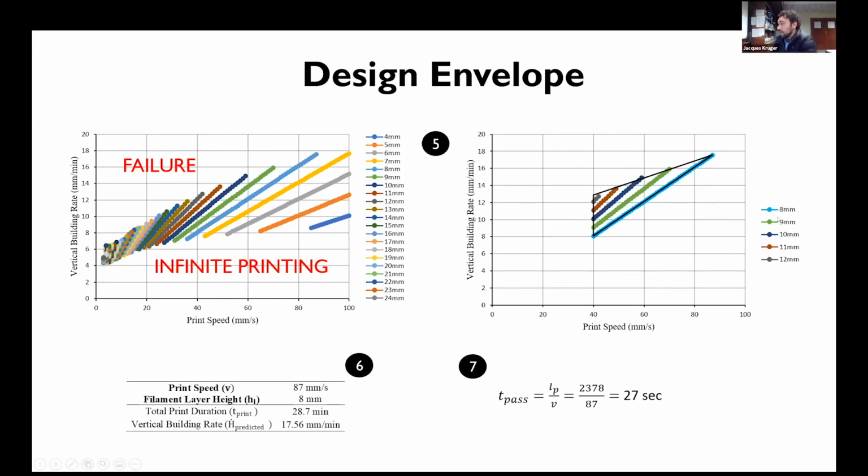So if you look on the right-hand side, we now apply our constraints. We have the 40 mil printing speed and the 100, and then the 8 to about 12 filament layer height. And then you get this triangle. We want the top-most point, which will be that blue one over there, which essentially gives you a print speed of 87 millimeters per second and a filament layer height of 8 mils. Now you can check your pass time. You take your path length divided by your speed, which is 27 seconds, and essentially that is 0. It's so small, you can take it as 0.